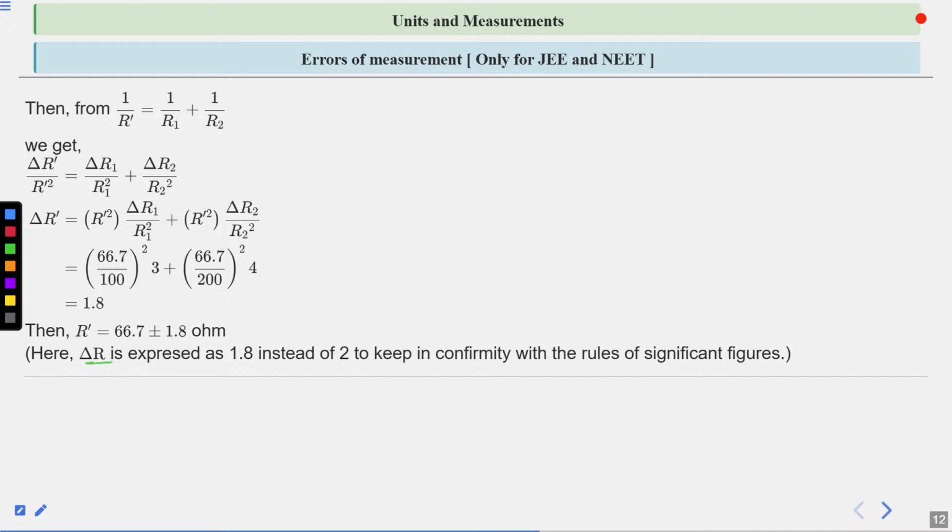Here delta R is expressed as 1.8 instead of 2 to keep in conformity with the rules of significant figures. About significant figures, we will learn in an upcoming section. So 1.8 is the delta R prime.